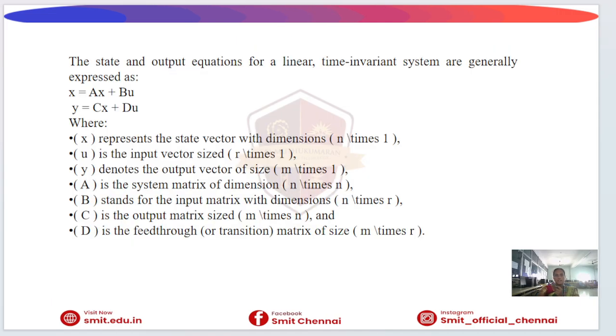The general state space equations: x dot equals Ax plus Bu, and the output equation y equals Cx plus Du. They represent the standard state space model. They describe how the state and output depend on the system and input matrices.